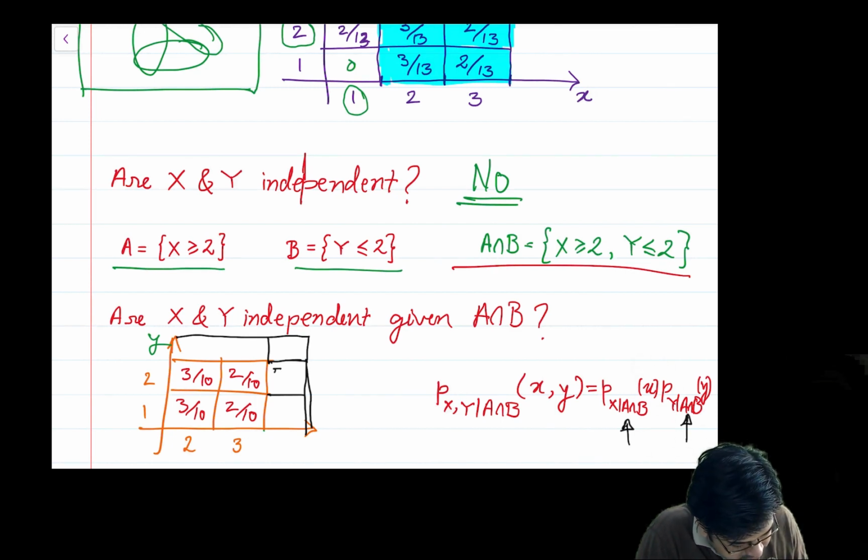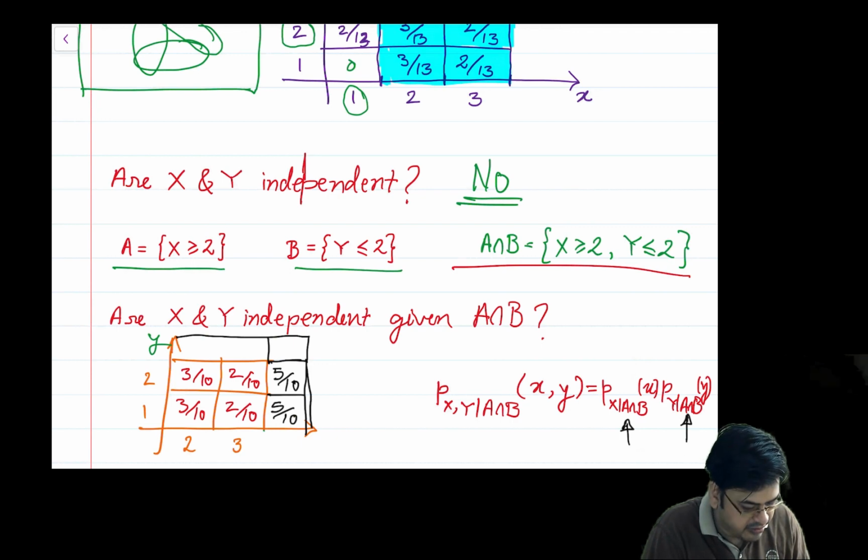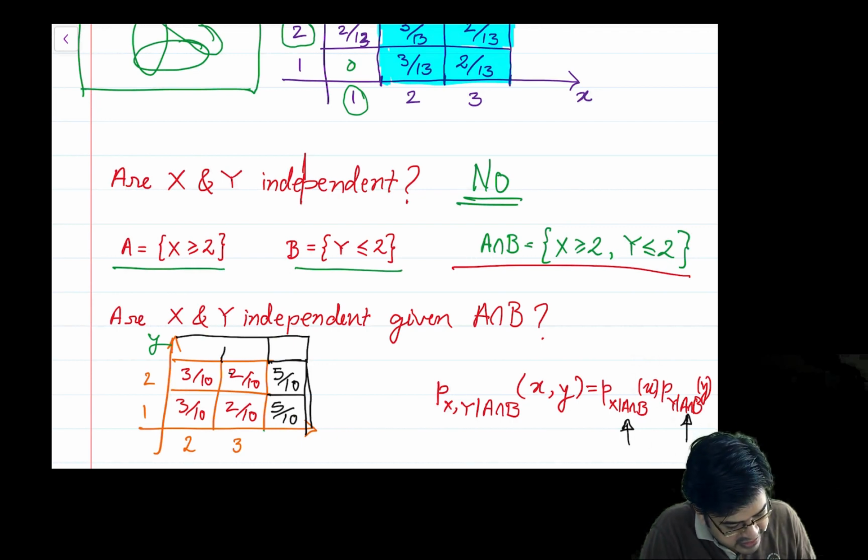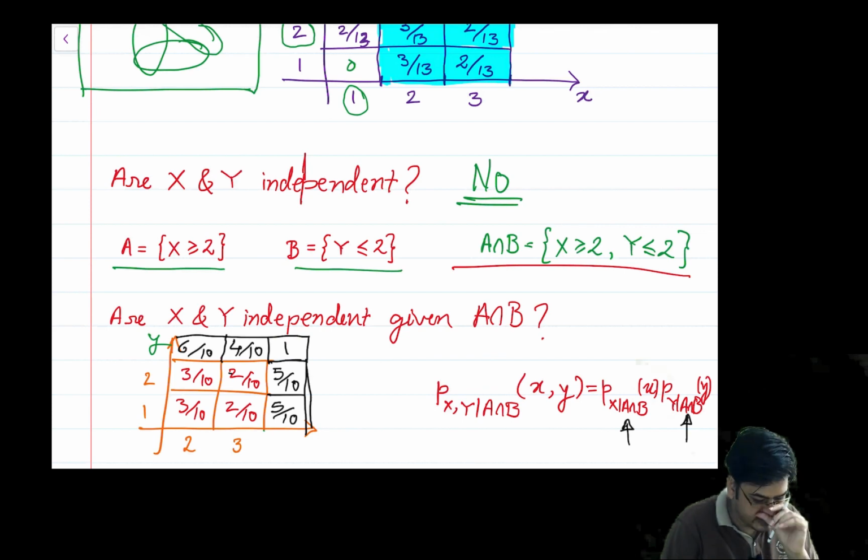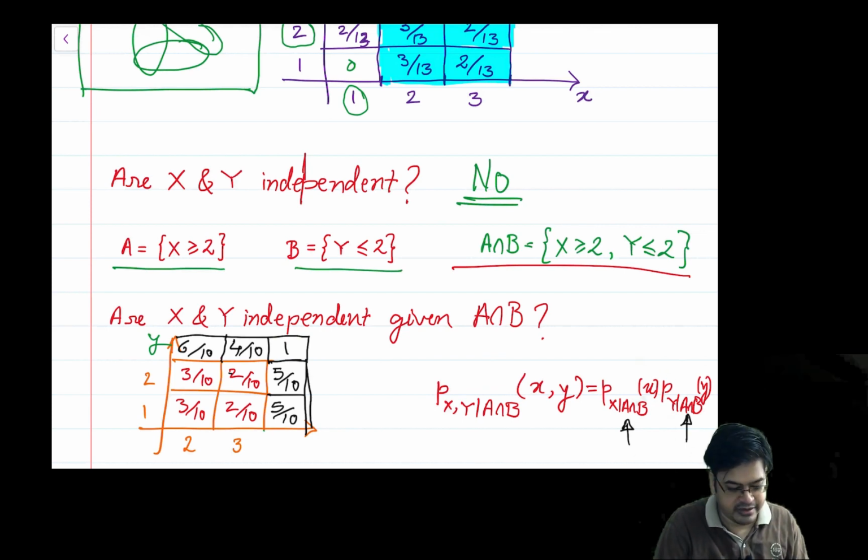So if we take the row sums, this row sum for y is equal to 2 is equal to 5 by 10. This row sum for y is equal to 1 is again 5 by 10. Then you take the column sums, 6 by 10 and another column sum which should be 4 by 10. Together, the top row and the last column should sum to 1, and that is what is happening. Therefore this is a valid PMF. So I don't have any issues with this.